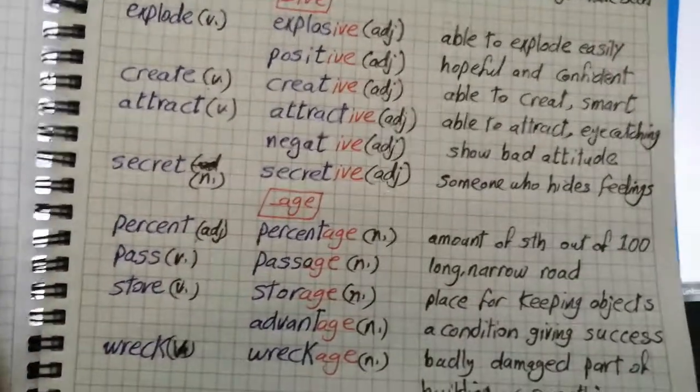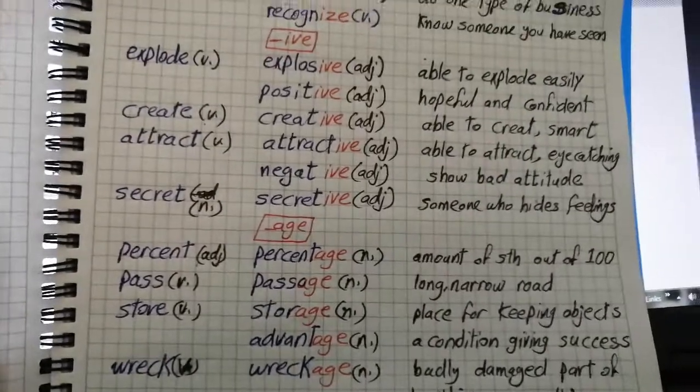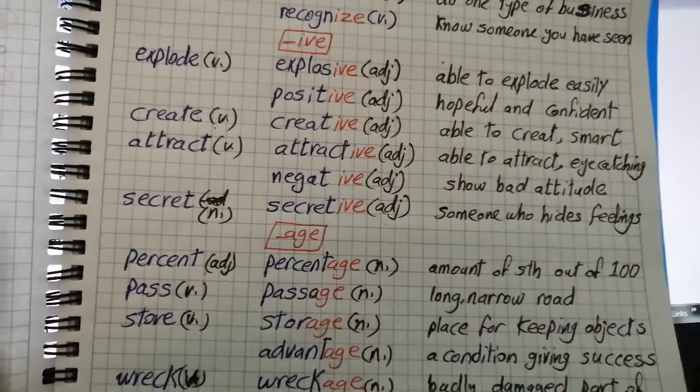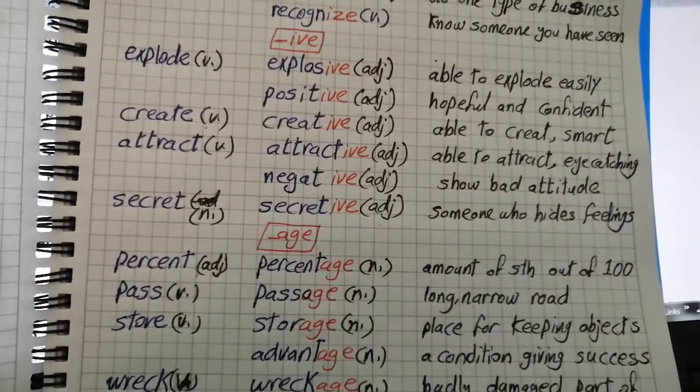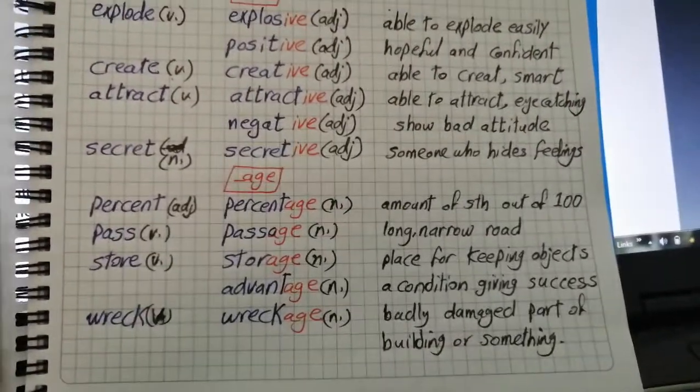So today we learned about word formation, adding the three suffixes ive, ize, age. Of course, we have a large number of suffixes, but these are the three we focused on today.